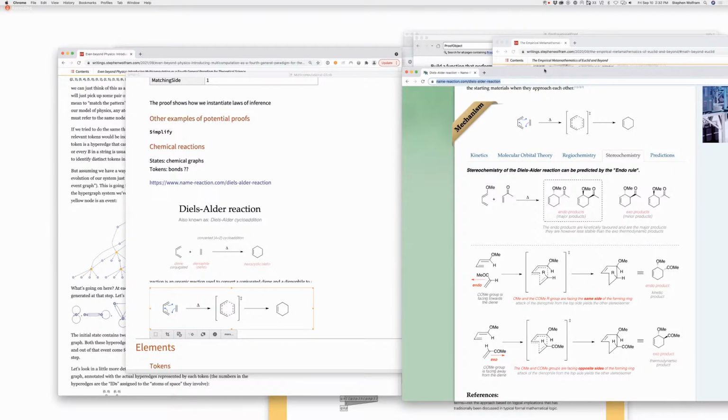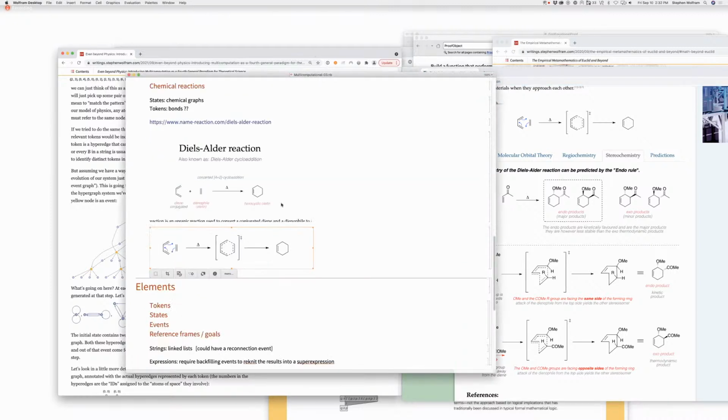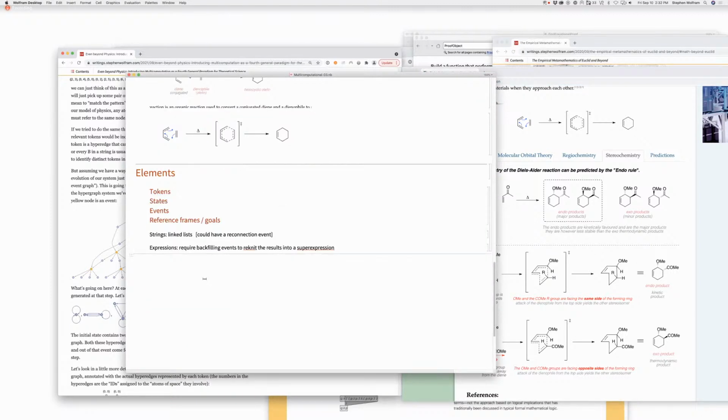Yes. Right, but so one of the issues is, tokens could contain patterns, maybe. In which case, then one has to do pattern unification to apply an event to a token. Mm-hmm. Okay, what are some other examples?